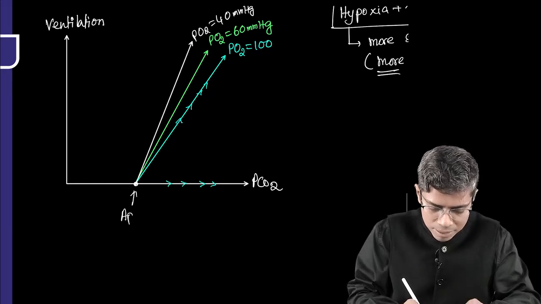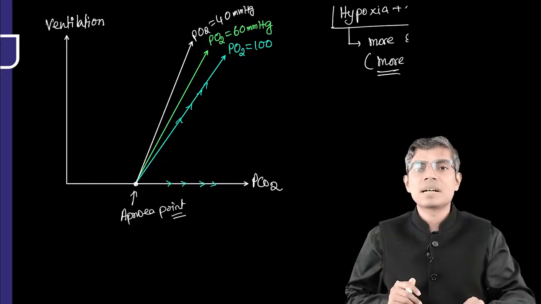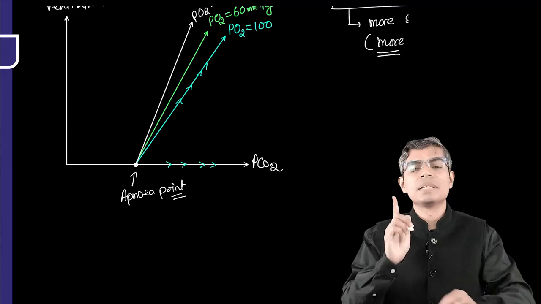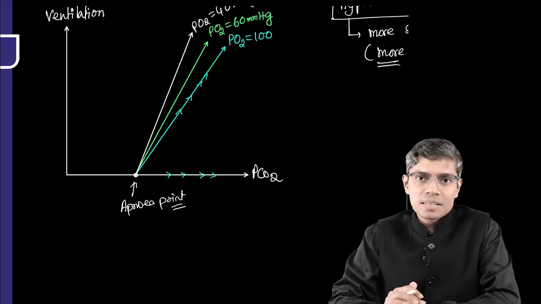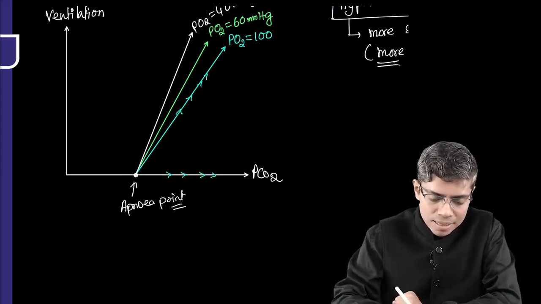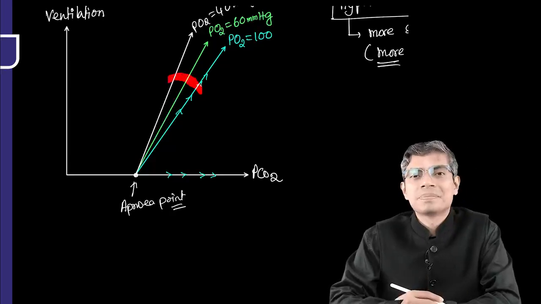This point is nothing but the apnea point. What is the partial pressure of carbon dioxide at the apnea point? 37 millimeter of mercury. Now we have not considered another stimulus in this three curve. What is that stimulus? We have not considered the pH in this three curve.